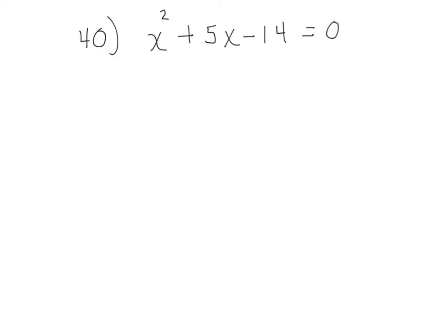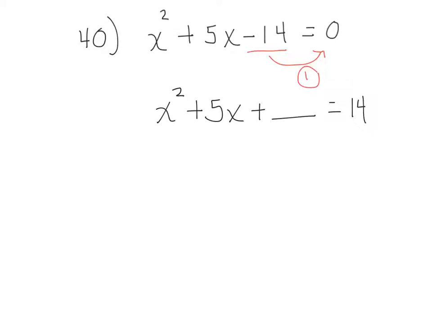Step 1, we need to move this constant to the other side of the equal sign. And in doing so, I'll have x squared plus 5x plus something that will make it a perfect square trinomial equals 0 plus 14, which is 14.